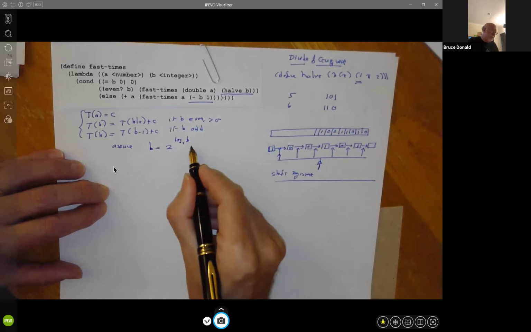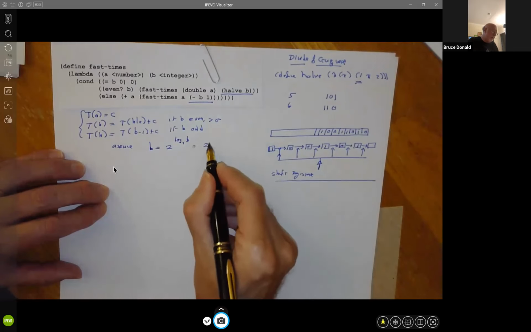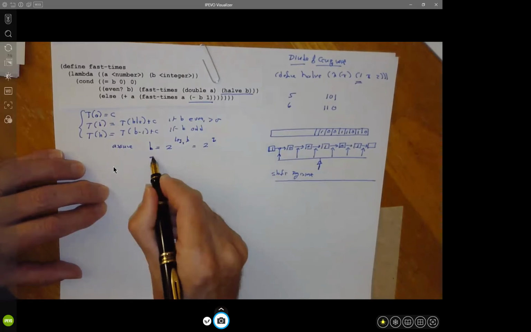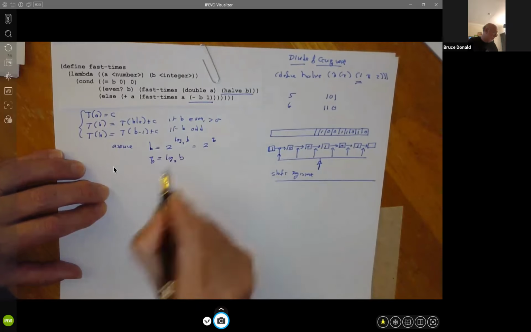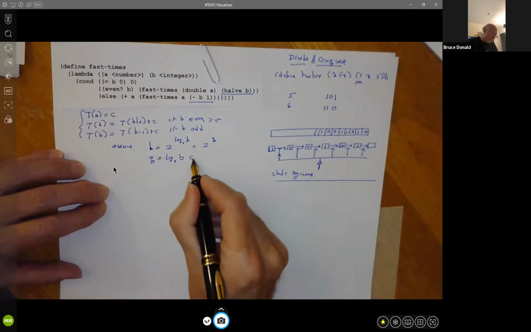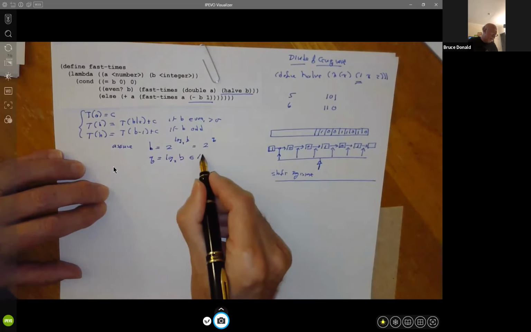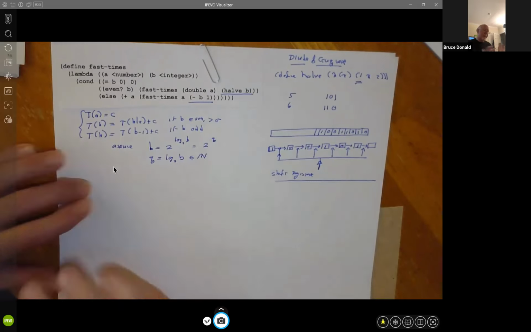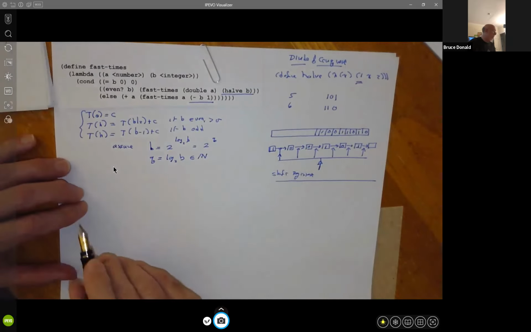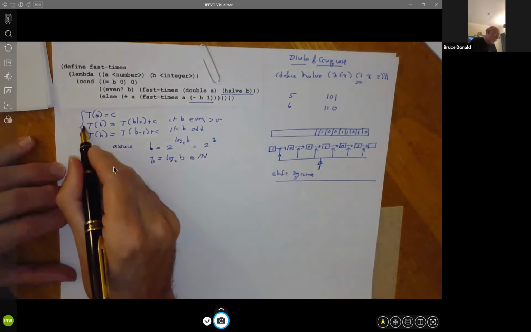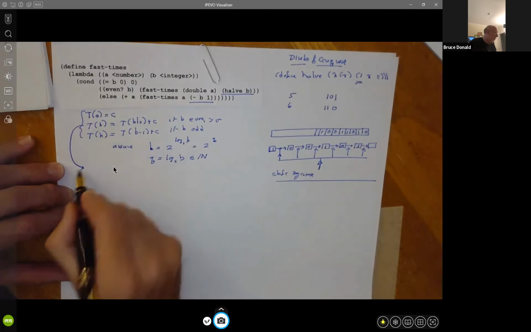Another way of saying that is b is equal to 2 to the q, where obviously q is equal to log base 2 of b. And I'm saying this is a nice natural number. So it just means it's an exact power of 2, 2 to the q for something. So let's do this case first and try to solve it. I think that will be pretty nice. And then we'll generalize. So in the case where b is a power of 2, we'll always be in this step here.